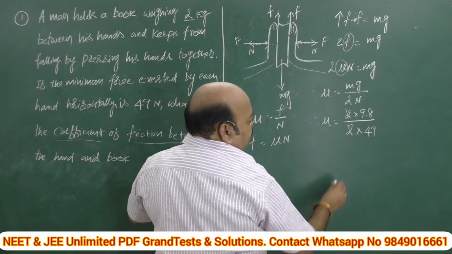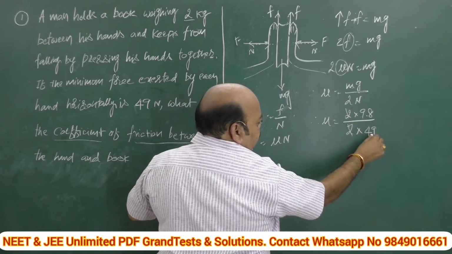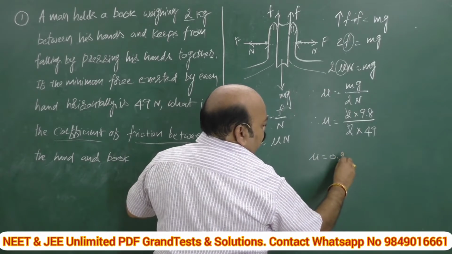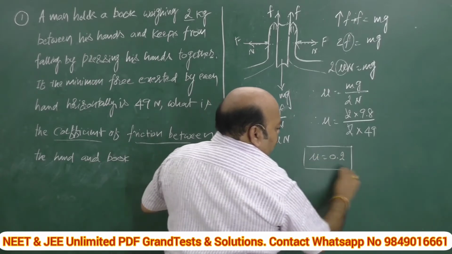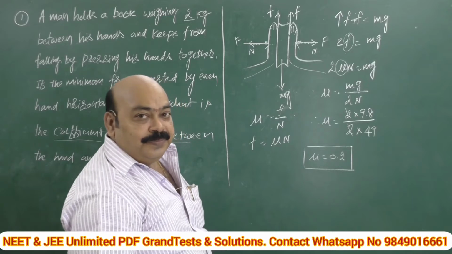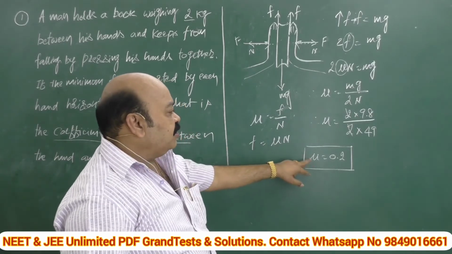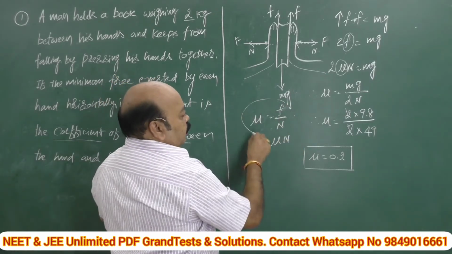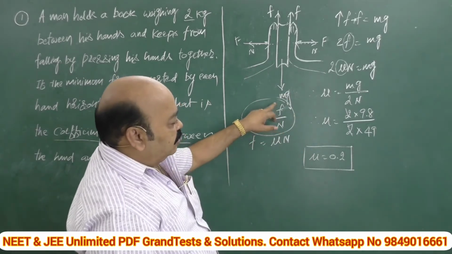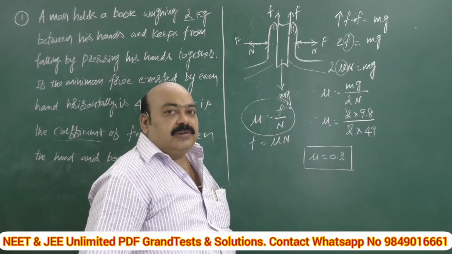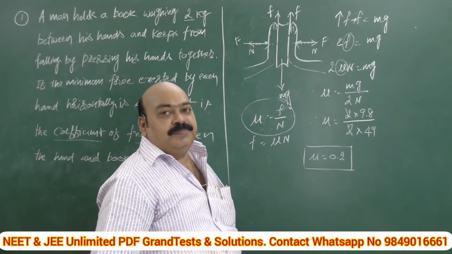Simply this 2 gets cancelled. 9.8 by 49, which clearly indicates it is nothing but 0.2. What are the units of this one? Means you are not thorough with this one. Coefficient of friction is a ratio. It is the ratio of frictional force to normal reaction. Since it is a ratio, coefficient of friction does not have any units.